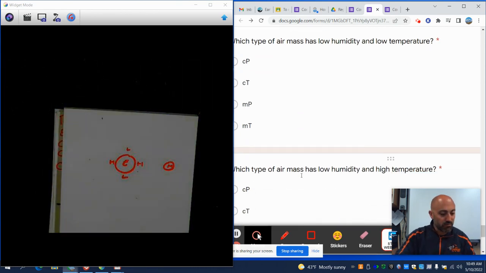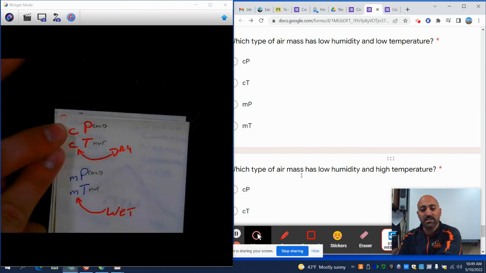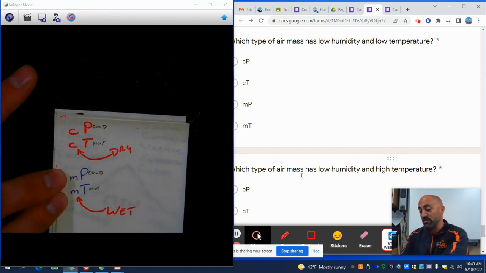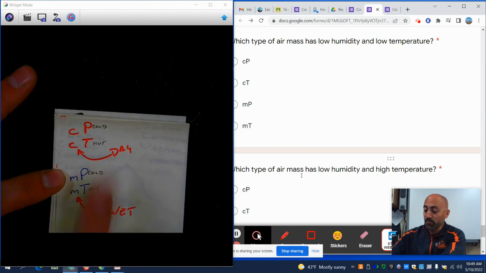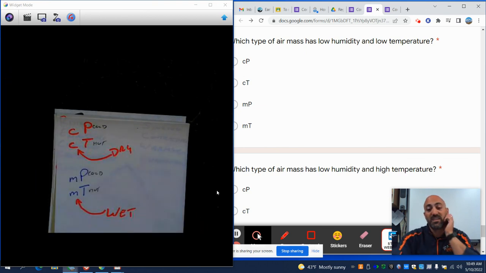Air masses, I wrote something down for that somewhere. You've got to remember, continental is C. That comes from the continent, it's dry. When air comes from the ocean, it's maritime, it's wet. Polar is cold, tropical is warm. I think that covers everything.